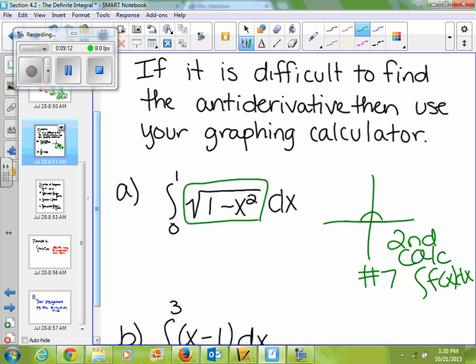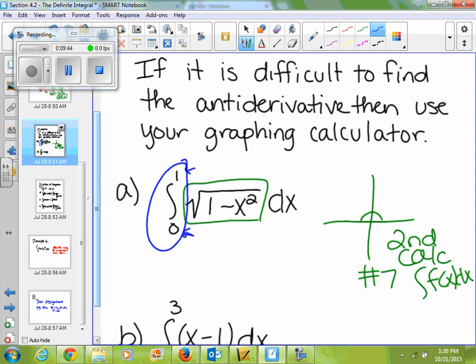Once you do that, it'll populate your graph back on your screen, and it'll ask you for your lower limit. For this integral, what's my lower limit? 0. So when it asks you for your lower limit, you hit 0 and hit enter. Then it will ask you for your upper limit. What's my upper limit? 1. Hit 1, hit enter, and then it will shade underneath the graph, which is kind of hard to see because this is a small graph.